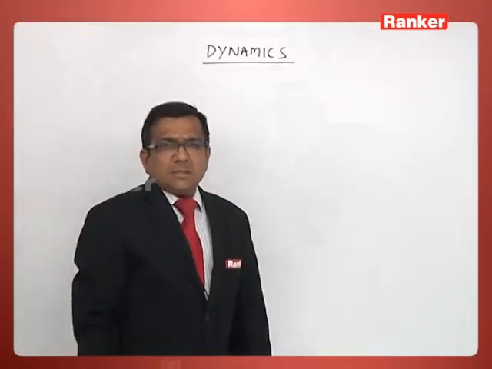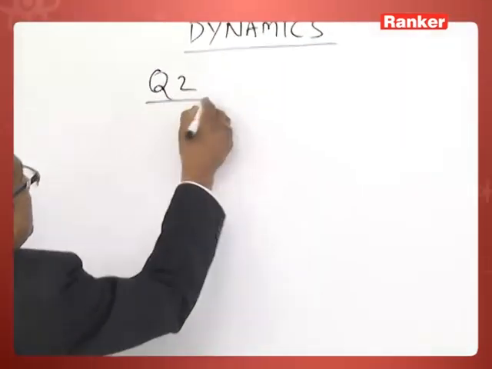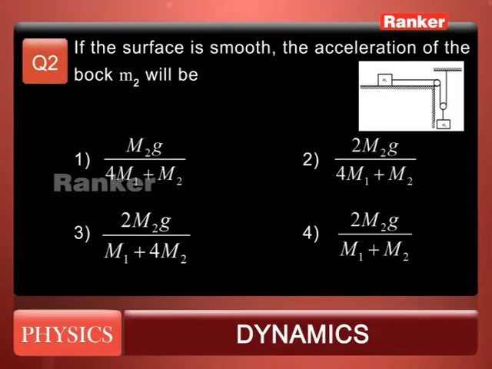Now let us discuss problem number 2. If you see, there is a diagram in that problem. The surfaces are smooth. There are two blocks, one on the table and one hanging from a pulley, and the acceleration of the block m2 is required.